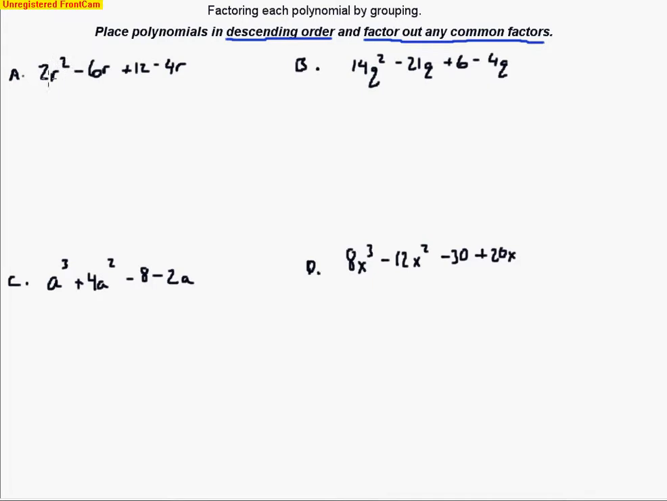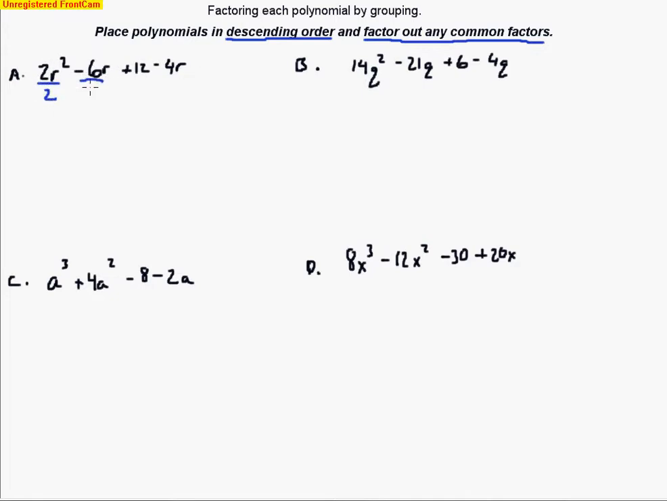Here, looking at this one, we have 2r squared and then 6r. So far it's in descending order, but over here we have a plus 12 and a negative 4r. So we're going to put it in descending order. We're not going to combine any terms here, because otherwise we wouldn't have the 4 terms. But we are going to put it in descending order and factor out some common factors. So let's take a look at them again. 2, 6, 12, 4. There is a common factor of 2.